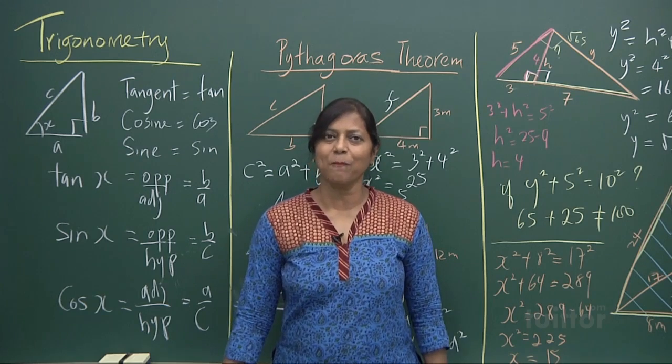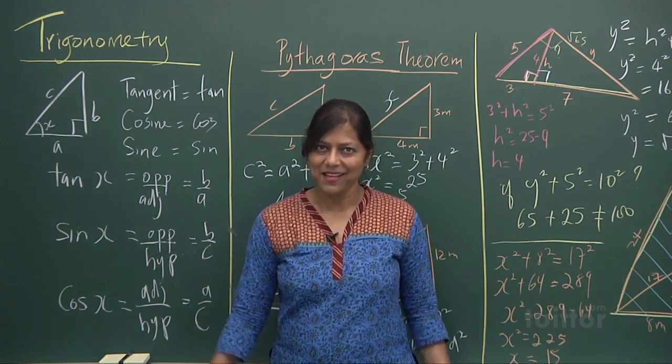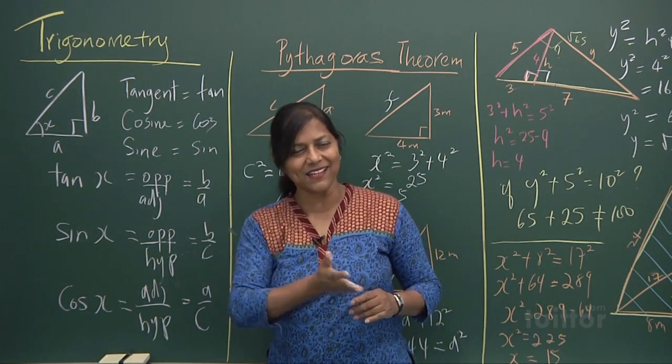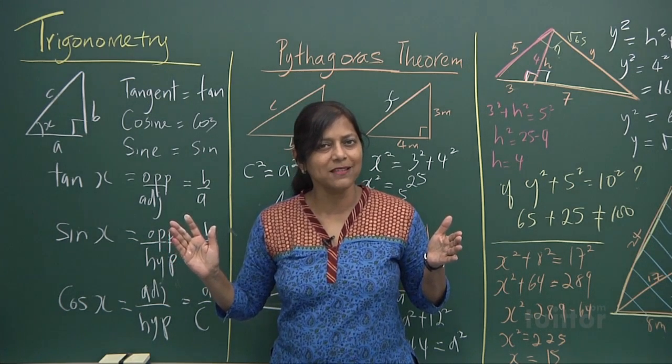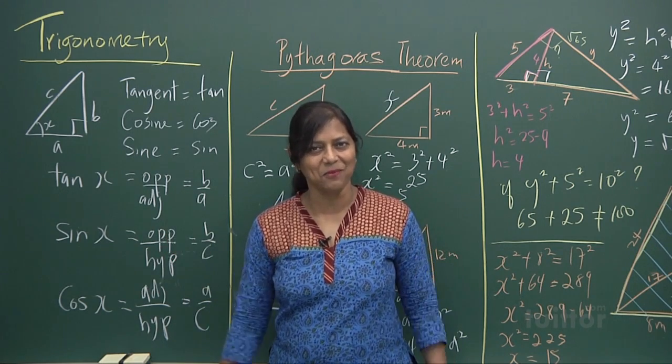I hope you've got your Pythagoras in you. A squared plus B squared is equal to C squared. And the biggest side of the triangle is called the hypotenuse.